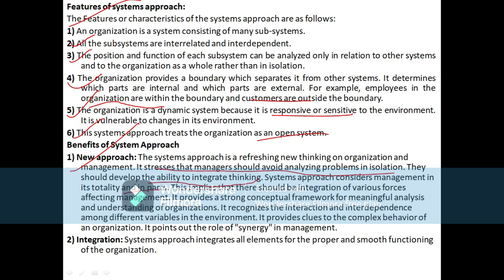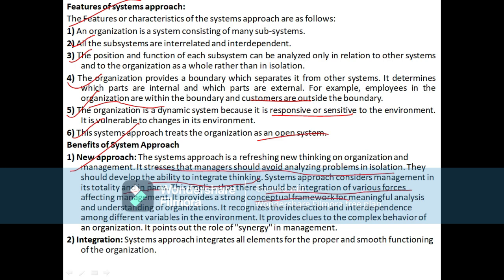So the systems approach considers management as a totality and in parts. The organization is a system, but it has subsystems. So this implies that there should be integration of various forces which affect the management. Integration, cooperation and cohesiveness should be there while analyzing any problems. Individually a manager should not think; he has to integrate the other persons also in order to resolve the problems. So it provides a strong conceptual framework for meaningful analysis and understanding of organizations. It recognizes the interaction and interdependence among different variables in the environment.